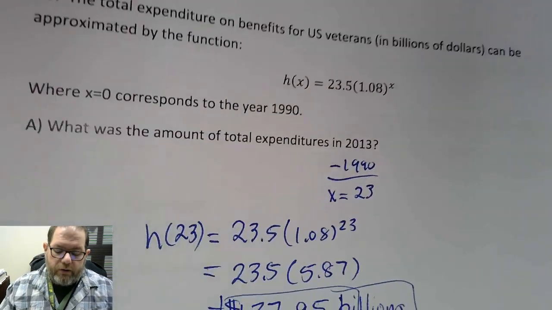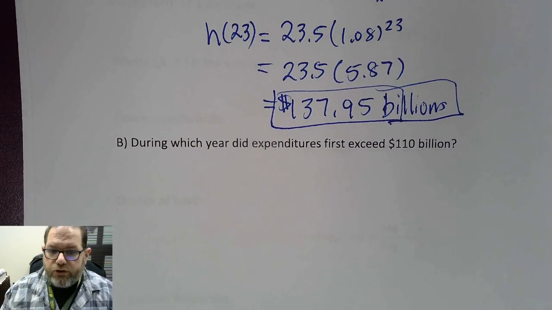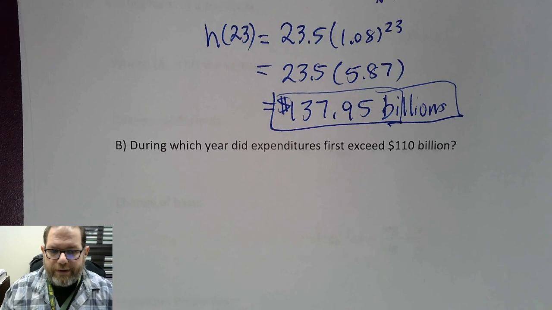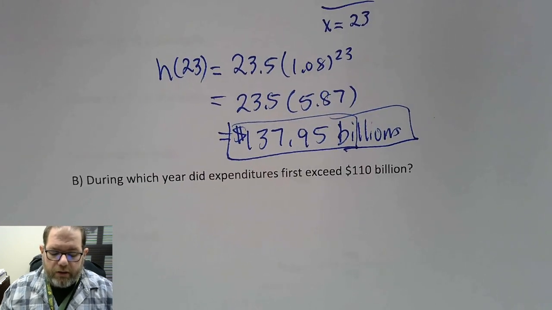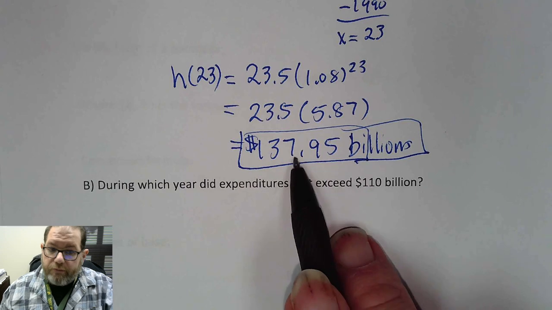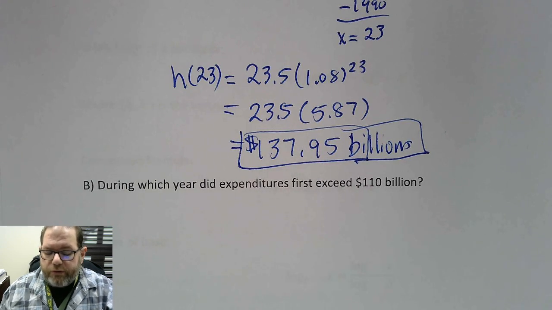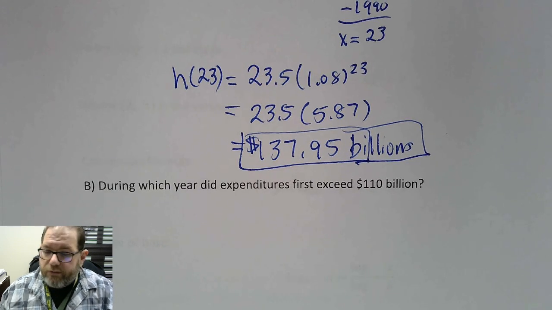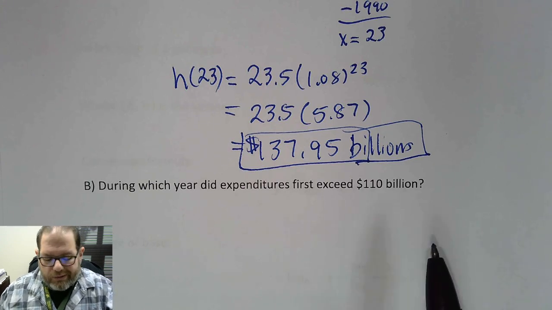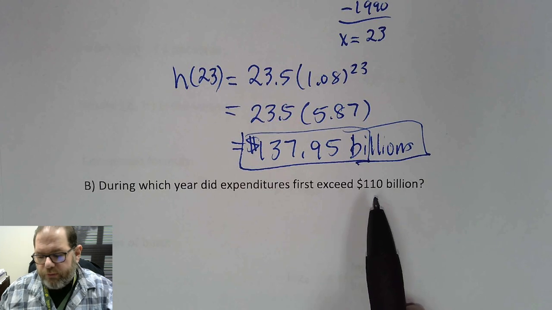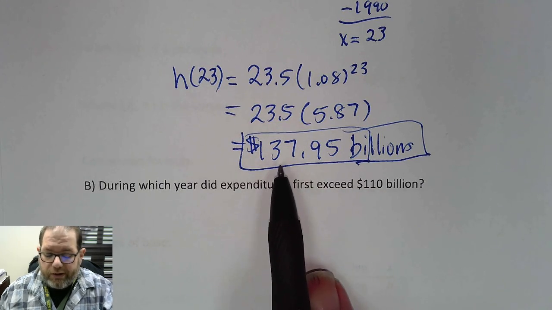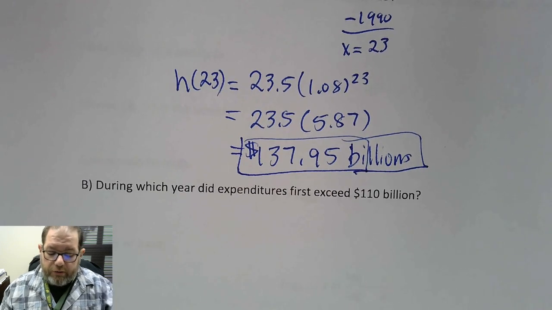Okay, the second part of this problem is during which year did expenditures first exceed 110 billion? Now we know by the year 2013 we're already at almost 140 billion, so it's going to be somewhere before the year 2013 that this occurred. So that should help guide our answer here, make sure we don't get too crazy of an answer. Because if we come up with 45 years after, which would put it at like 2035, it would cross this barrier. We know that's not true because it had to get there to get here first.